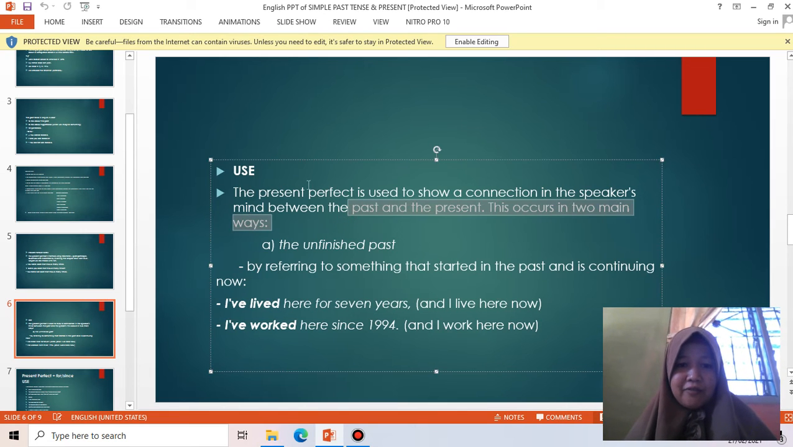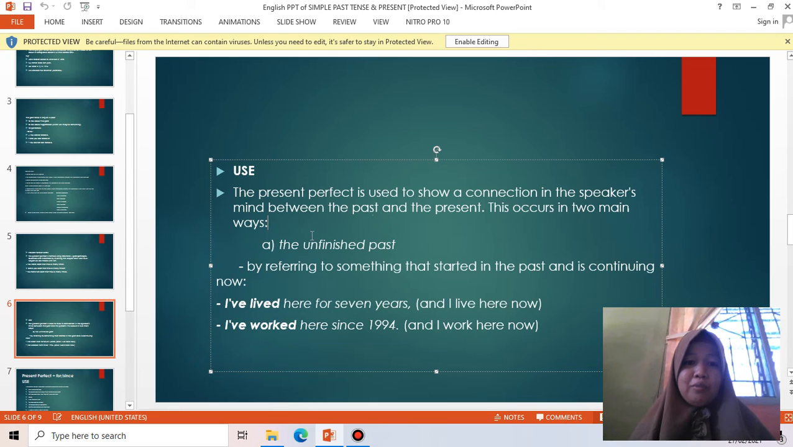The present perfect tense is used to show a connection in the speaker's mind between the past and the present. This occurs in two main ways. A. The unfinished past, by referring to something that started in the past and is continuing now. For example, I have lived here for 7 years, and I live here now. I have worked here since 1994. It means until now I work here.